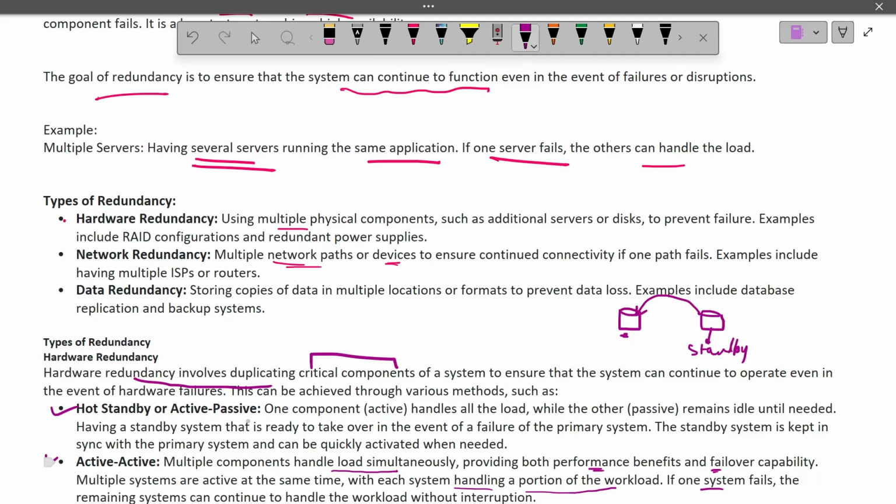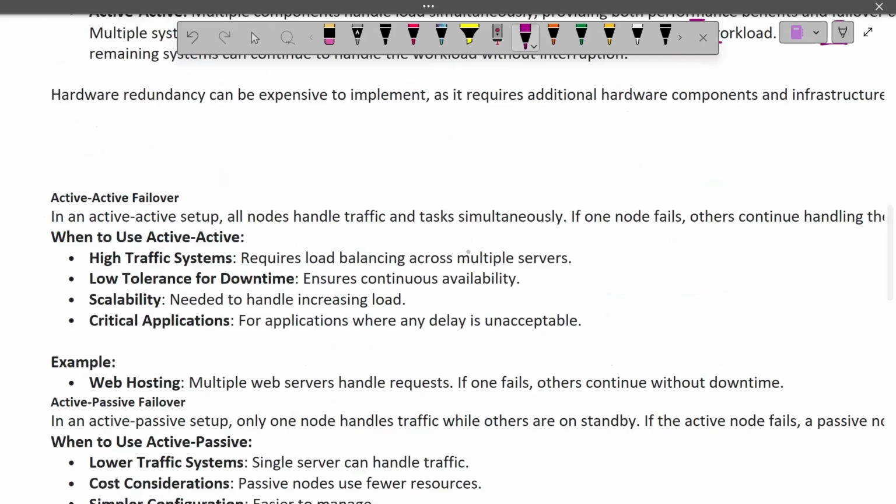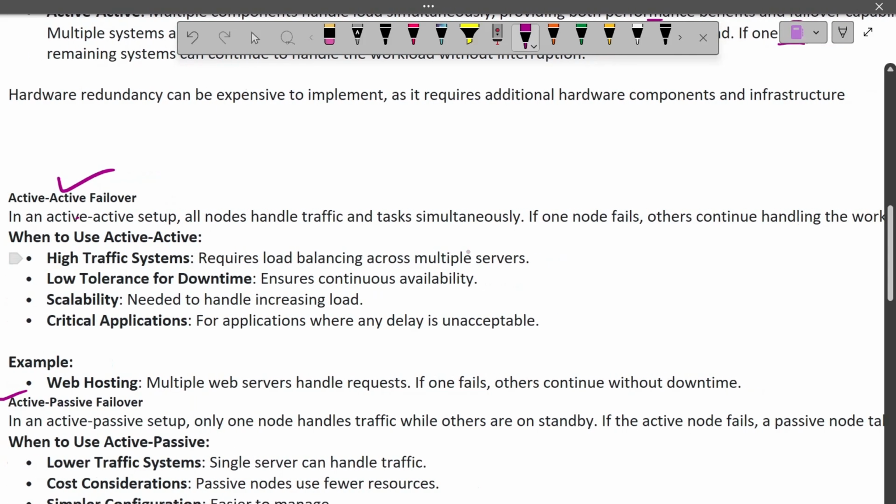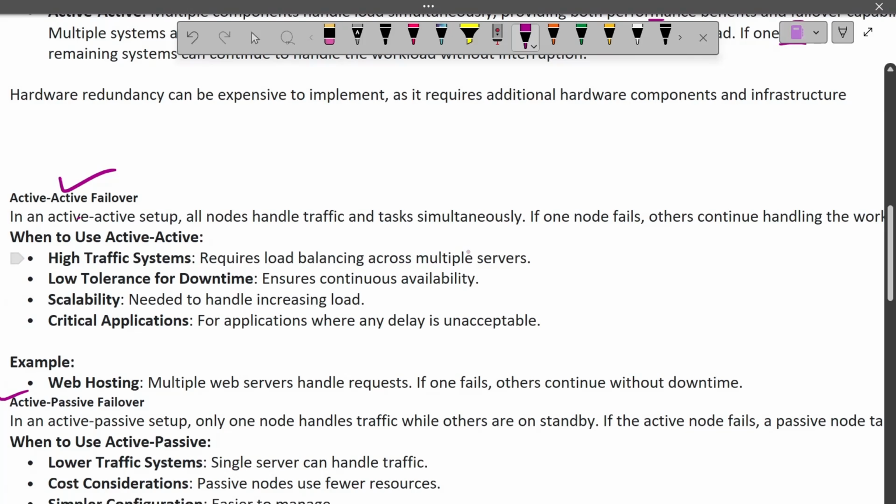They are also known as availability patterns: active failover and active passive failover. When to use which one, we will come to that. Now, the question is when to use active failover and when to use active passive failover. Like we have seen, in the active setup all the nodes are handling the traffic and the task. So it should be used whenever you have high traffic and you can predict that there is a high traffic requirement that would require load balancing. So that is one reason when you should be using active failover.